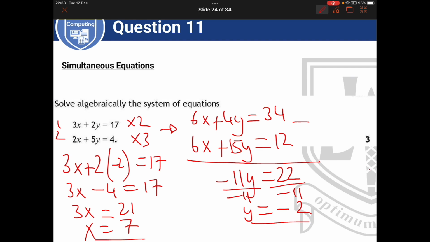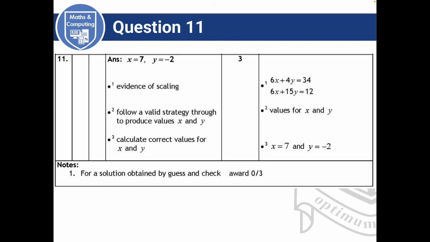Let's have a look at the marking scheme. So one mark for scaling your equations, i.e. making something match, the sixes, just like I did. Then a strategy for finding either the x or the y value, so I eliminated to find y first, and then a final mark for stating both correct values.